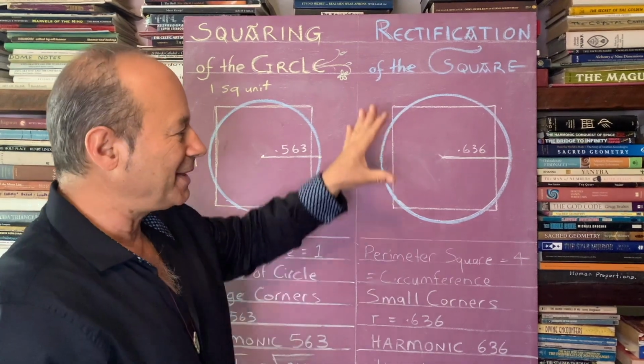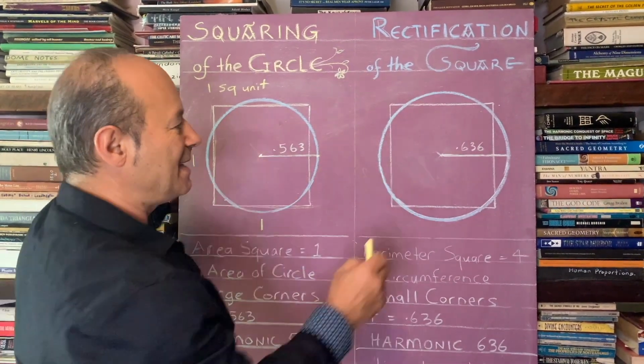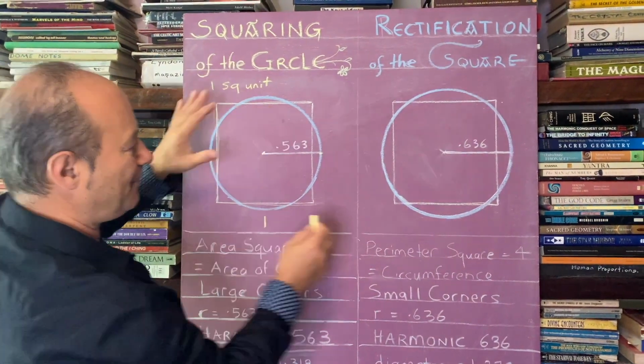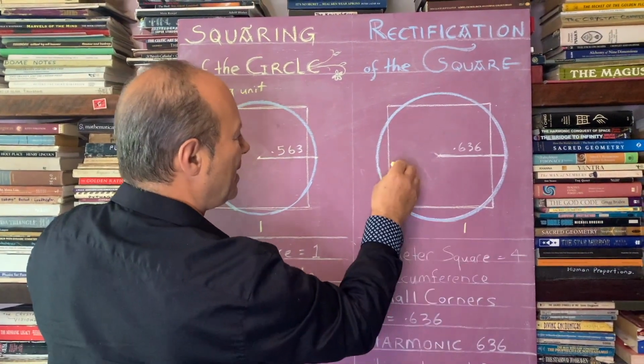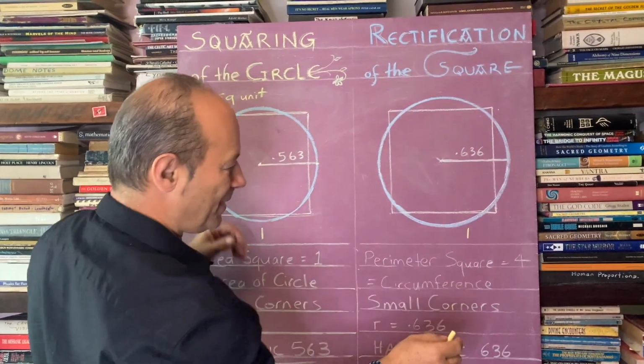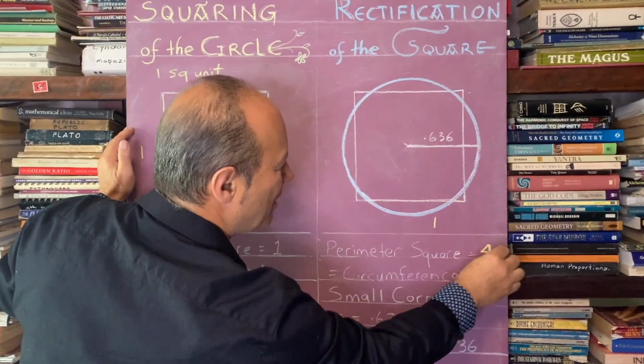This is the harmonics of the circle-square relationship. So now, if this was 1, you can see that's the same square. If this is 1, the perimeter of this square is 1, 2, 3, 4. So now we've got the perimeter of the square equals 4.